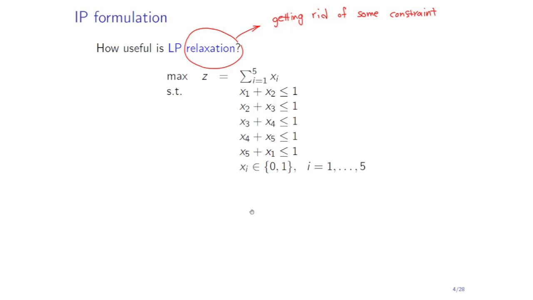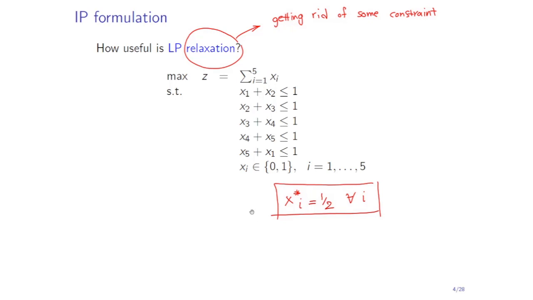Consider the LP relaxation of this problem and try to solve it. Okay, then you will see that X star, the optimal solution of the LP relaxation problem, is this. Okay, so every variable takes on a value equal to 1/2. So you see that this solution actually gives you no information about an optimal solution of your integer program.